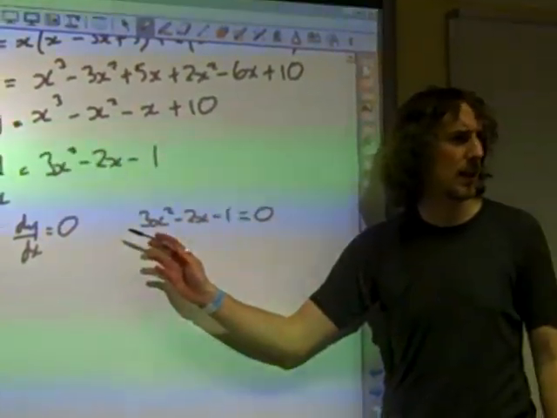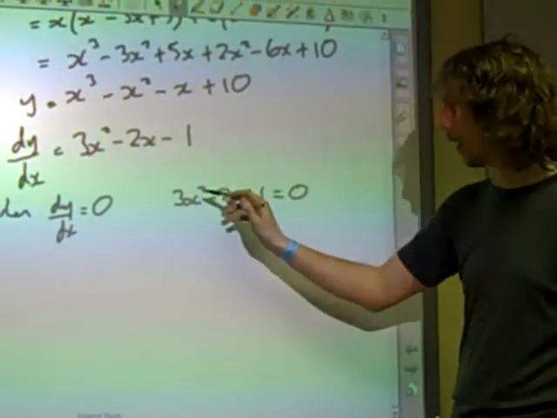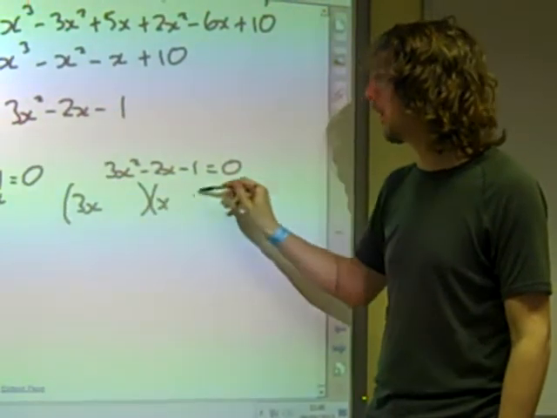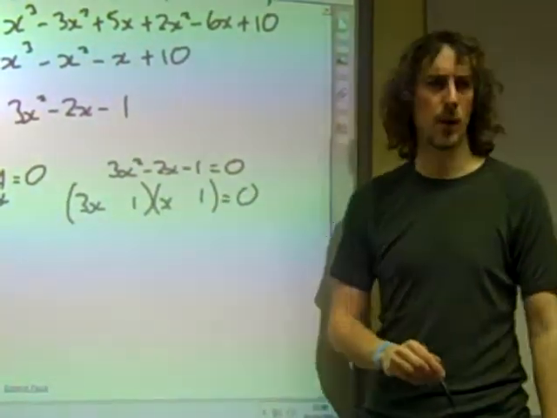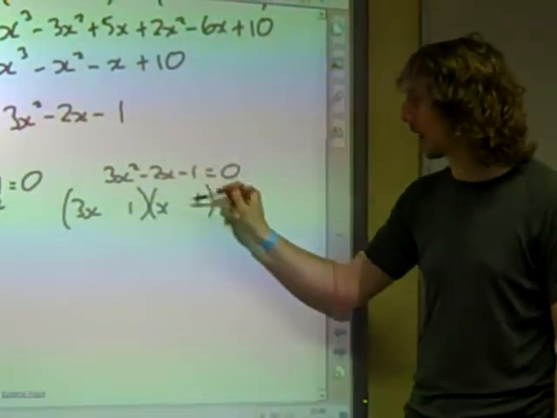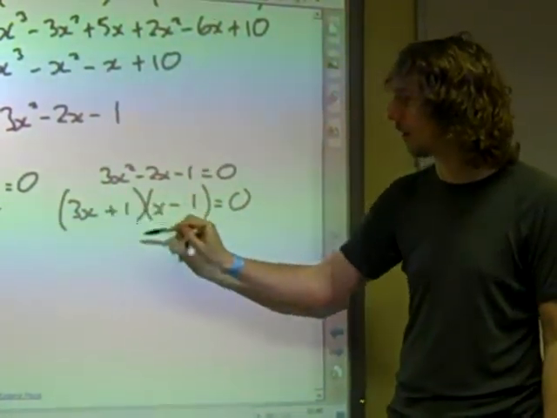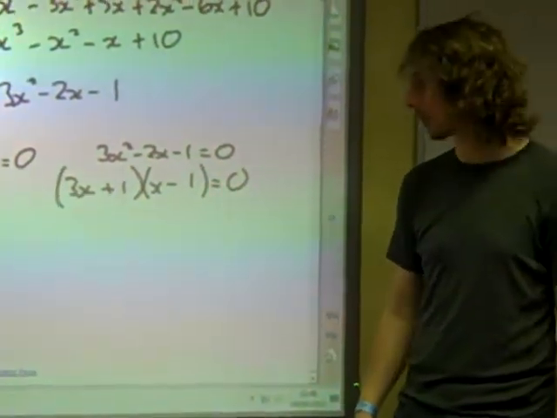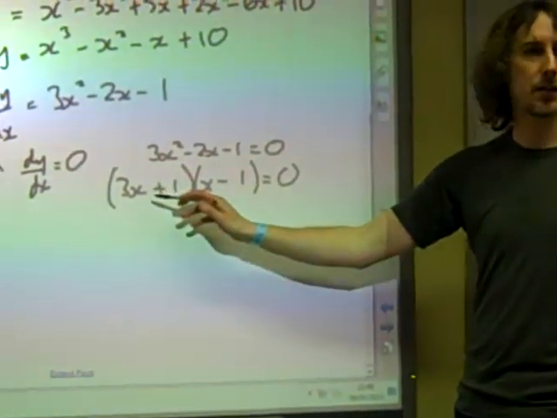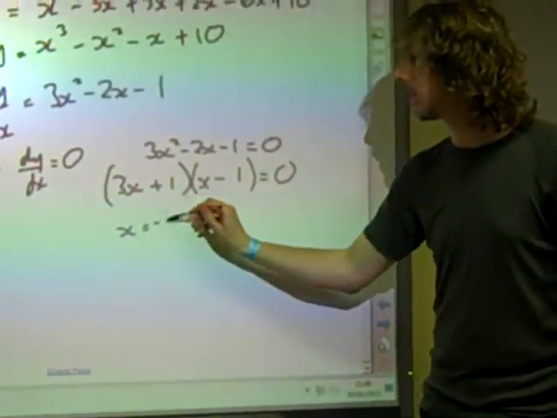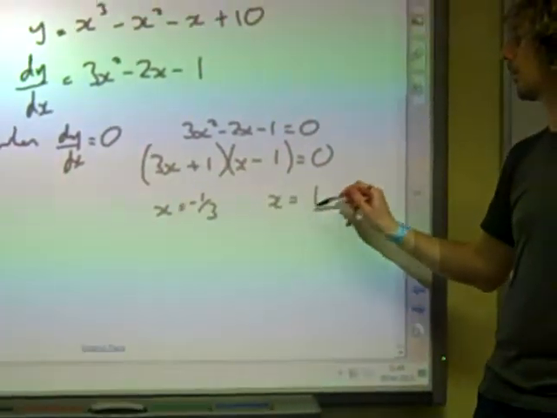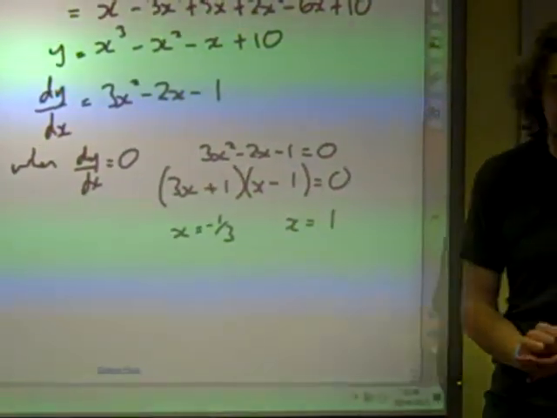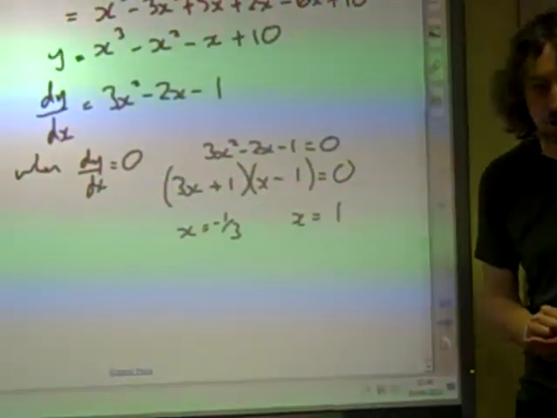We can factorise this. We can either do it with that method we did a little while ago, but actually it starts and ends with prime numbers, so we're going to write it. It must be 3x and x. It must be 1 and 1. We just need to work out the signs that make that work. I think that would be a minus sign there, and that would be a plus. Minus 3x plus x is minus 2x, and minus 1 there. So we've got x equals minus a third, and x equals 1.